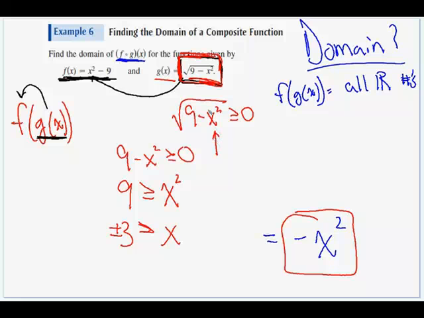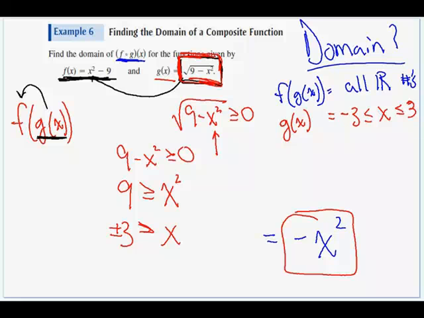If I plug 3 or negative 3 in for this x and square it, I'm going to get a 9. 9 minus 9 is 0, and that's as low as we want to go. So any number bigger than 3 or less than negative 3, when we square it, will be greater than 9 and will result in a negative underneath that radical. So the composite function was all real numbers. Our inner function, just the g of x, that domain was negative 3 to 3.